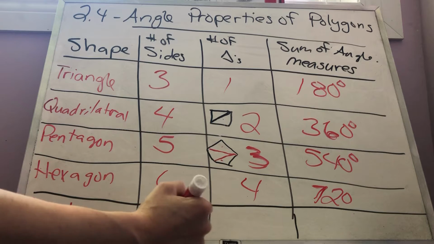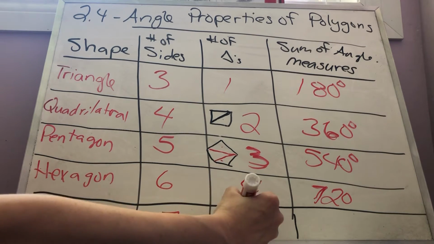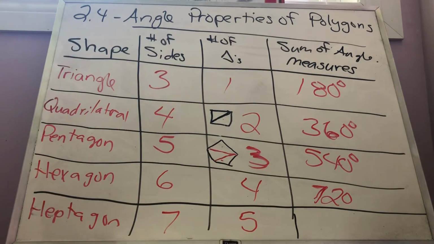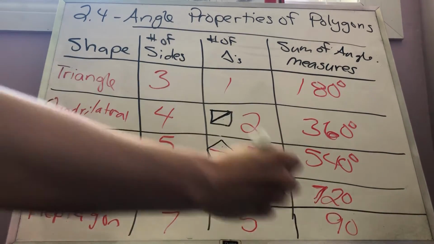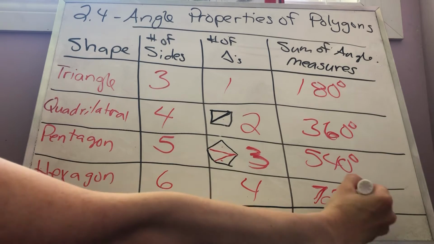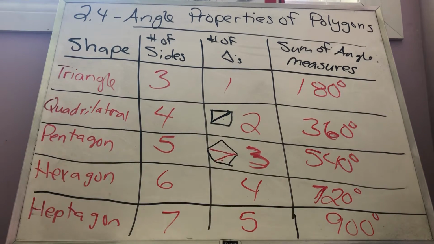Heptagon has 7 sides. Take away 2 is 5. And then 5 times 180 is 900. Right? Oh, 900, not 90. And these are all degrees, by the way. There you go.